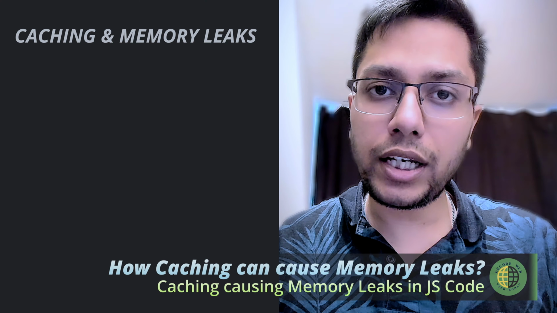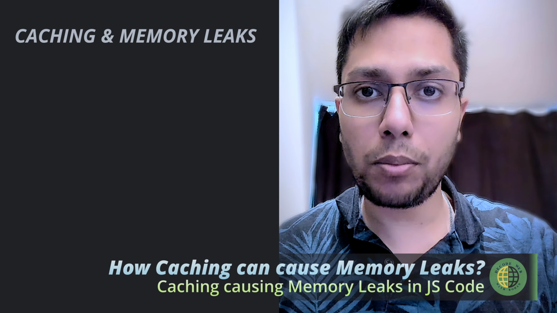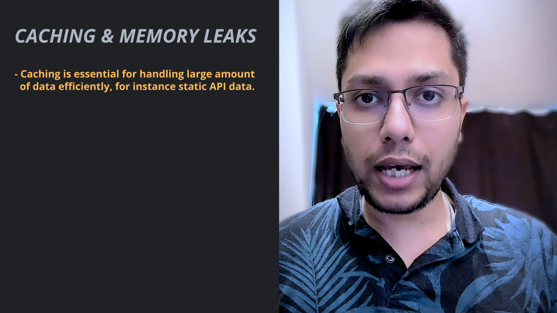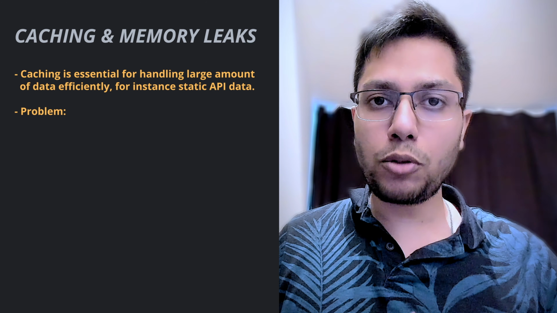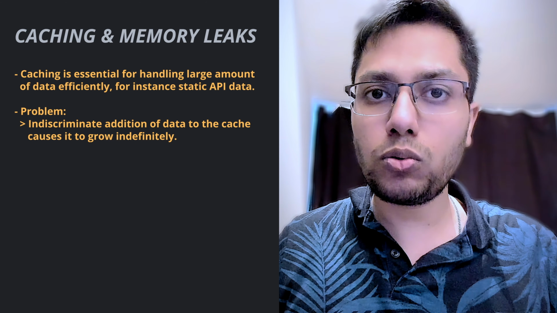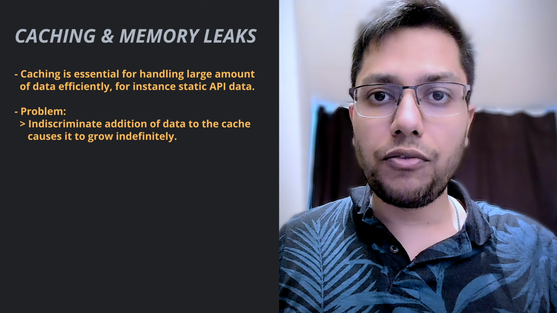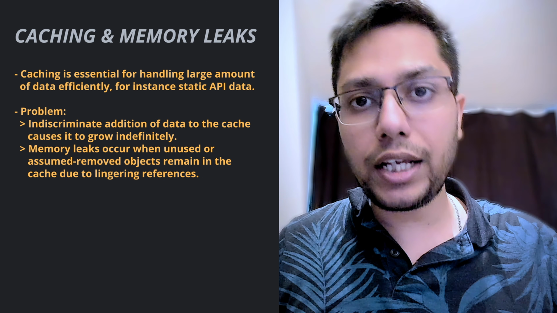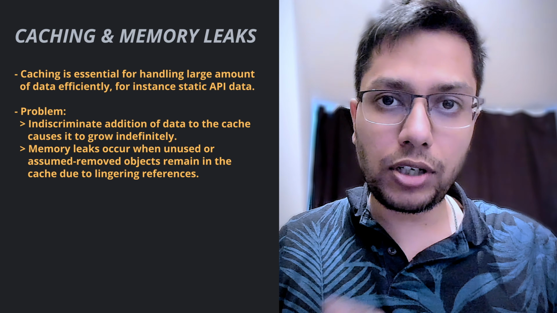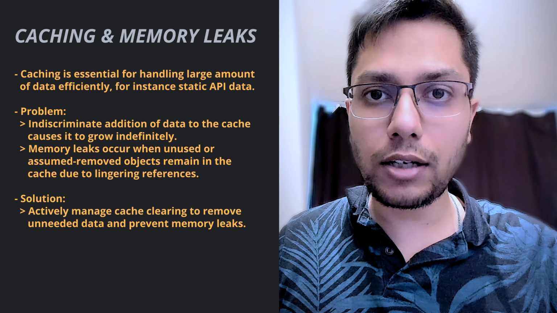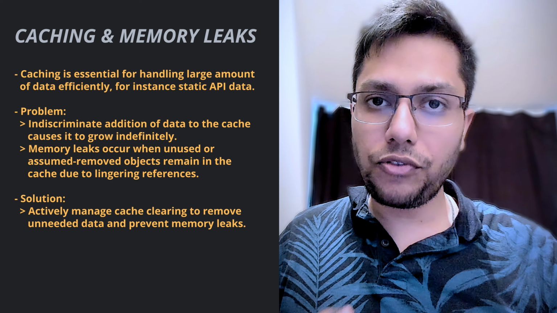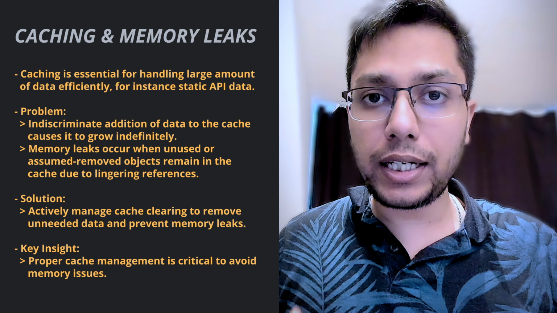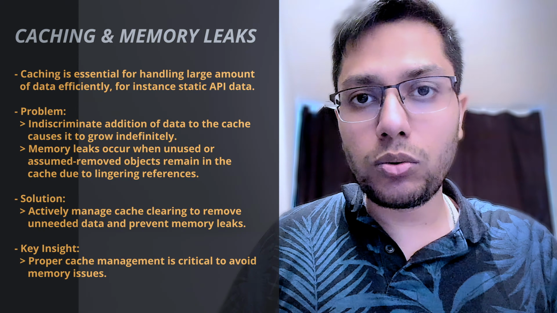Let's discuss how caching can often cause memory leaks if not handled properly. We often need to cache, for example, when we have lots of data coming from an API, especially if the data doesn't change much. The problem arises when we keep adding data to the object that we consider as our cache without removing objects that are unused or objects that we assume are already removed but a reference still exists in our cache. So we need to be careful here, otherwise the cache grows indefinitely. Hence, we need to manage the clearing of the cache object somehow when we don't need some of the data within it. Otherwise, we would have a memory leak to deal with.